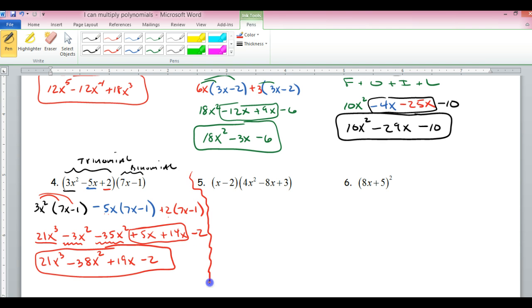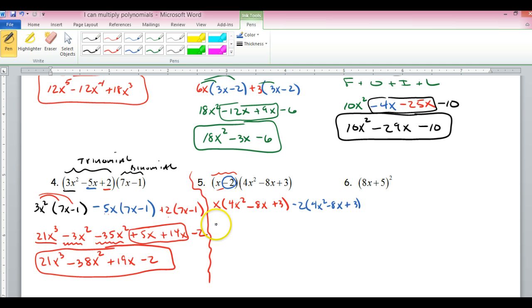So let's look at the next one. Here we have a binomial times a trinomial. Well, if I look at two terms in this polynomial, how many distributions am I going to have to do? Two. So we pull out the first x, and we know we're going to distribute it to the second polynomial, 4x squared minus 8x plus 3. And then I have my second term, which is negative 2, and I'm going to distribute it to the 4x squared minus 8x plus 3.